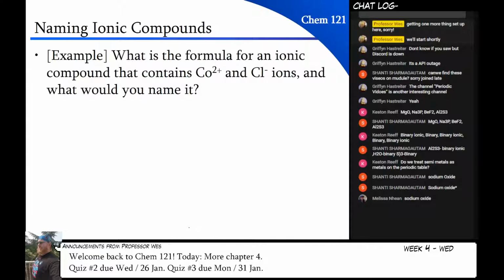All right, let's go over the answer here. So if I was to write down the name of this ion, it would be cobalt2, not capitalized, and no spaces. And then this is chloride. So there's its name, cobalt2chloride.